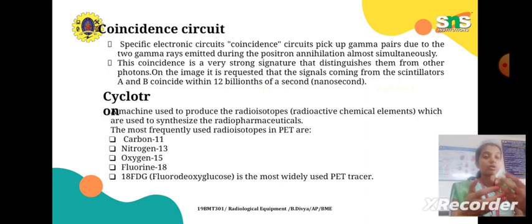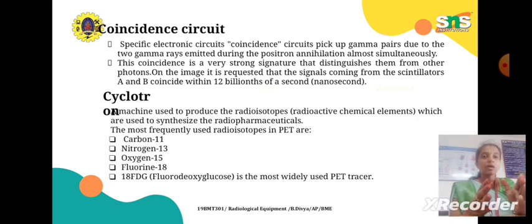By using radioisotopes, gamma rays will also be produced, and the gamma rays will fall on the part which is affected, and we can identify those things by using the gamma camera which is present in the PET.